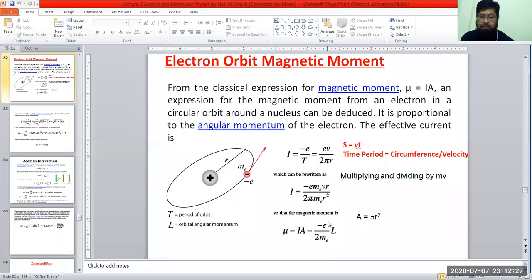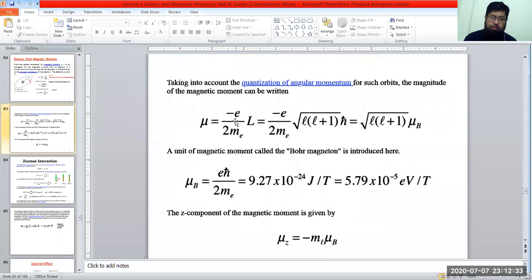So here again, mu is equal to minus e over 2m times L. L is the orbital angular momentum, and this orbital angular momentum is quantized in space, and its value is equal to square root of l into l plus 1 times h cut. So this can be written as e over 2m times h cut, which is equal to mu B, which we call the Bohr magneton. So mu B is equal to e h cut over 2m, and its value is 9.272 × 10⁻²⁴ joule per Tesla. This is the Bohr magneton.